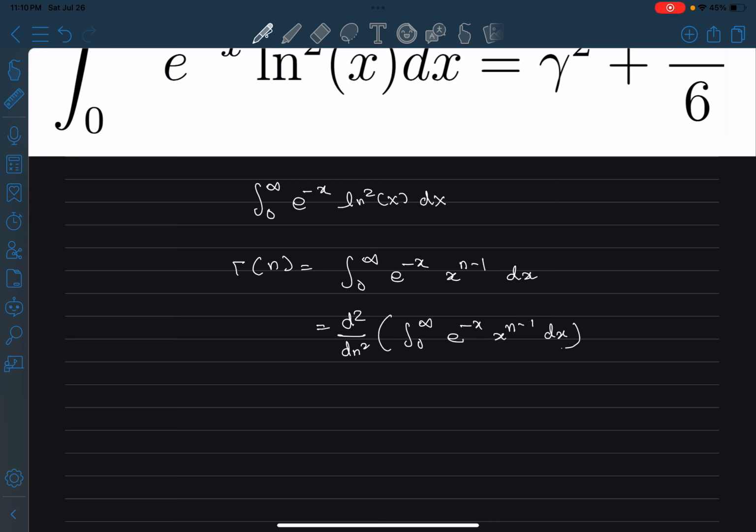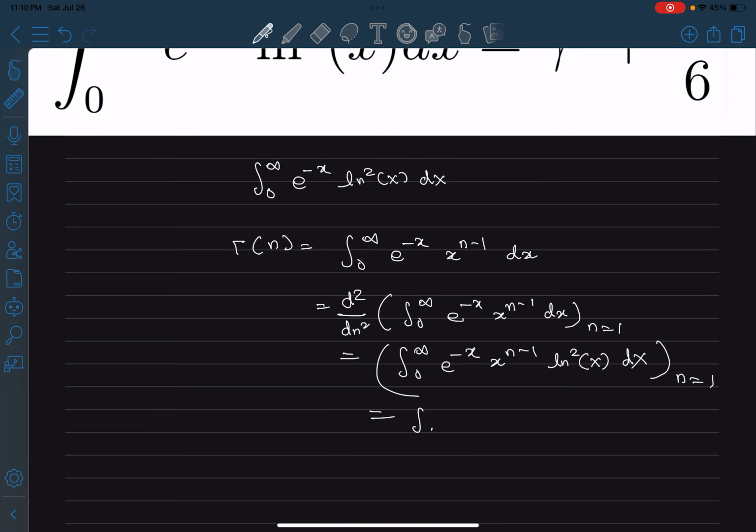If you differentiate it twice, you will have the integral from 0 to infinity of e to the power minus x and then x to the power n minus 1. If you differentiate once, there will be ln x. If you do it twice, there will be ln square x, and then dx. Now notice that if I evaluate this at n equals 1, this x to the power n minus 1 will just go to x to the power 0. So this is basically the same integral, e to the power minus x ln square x dx. So we realize that this is just the second derivative of gamma of n at n equals 1.